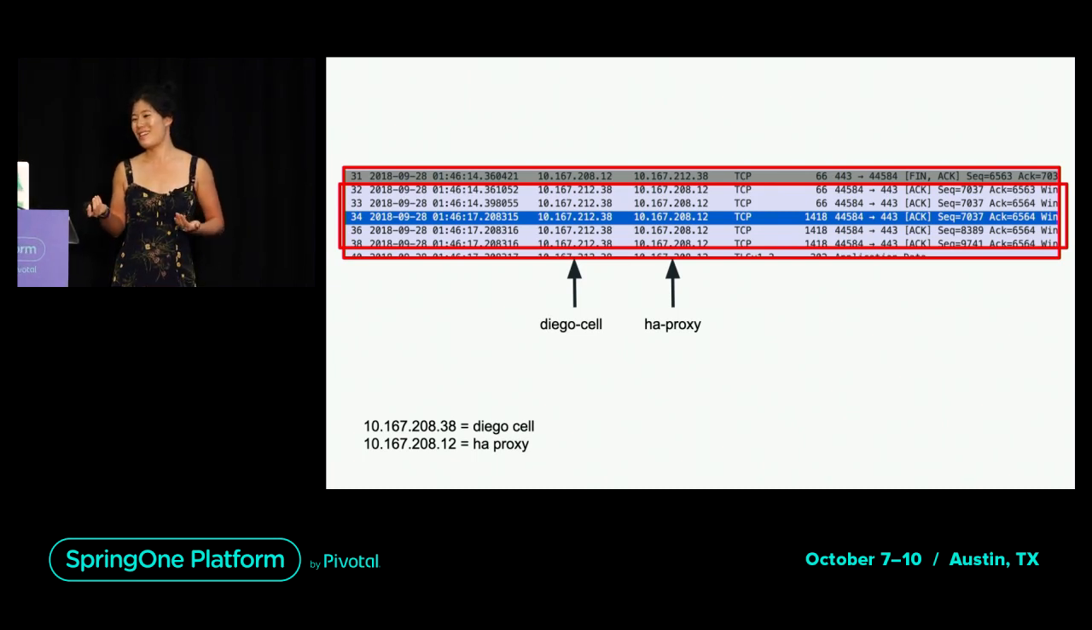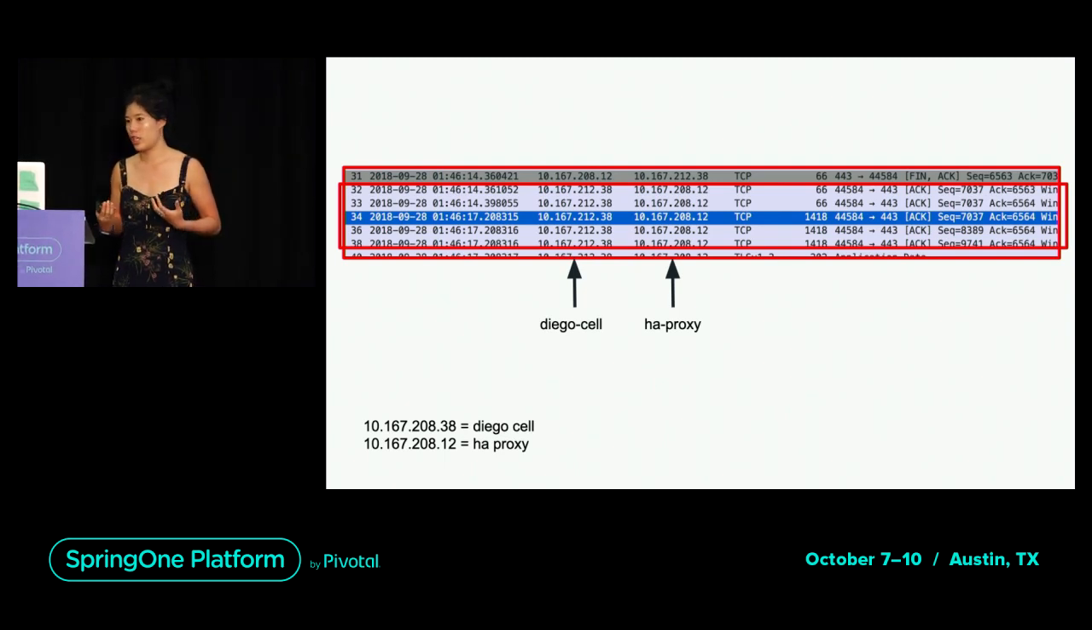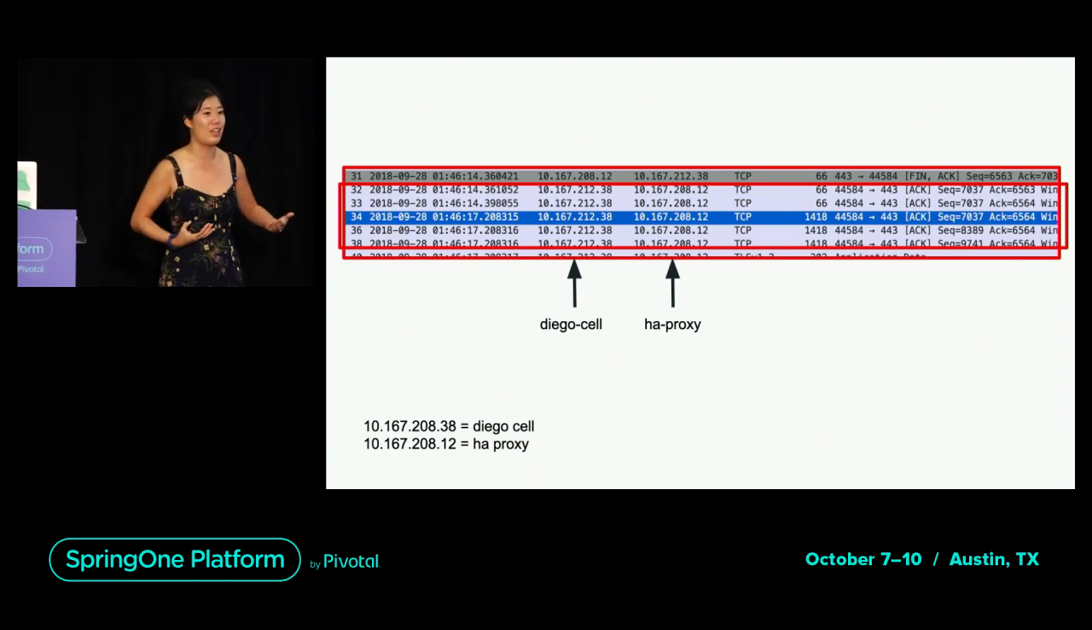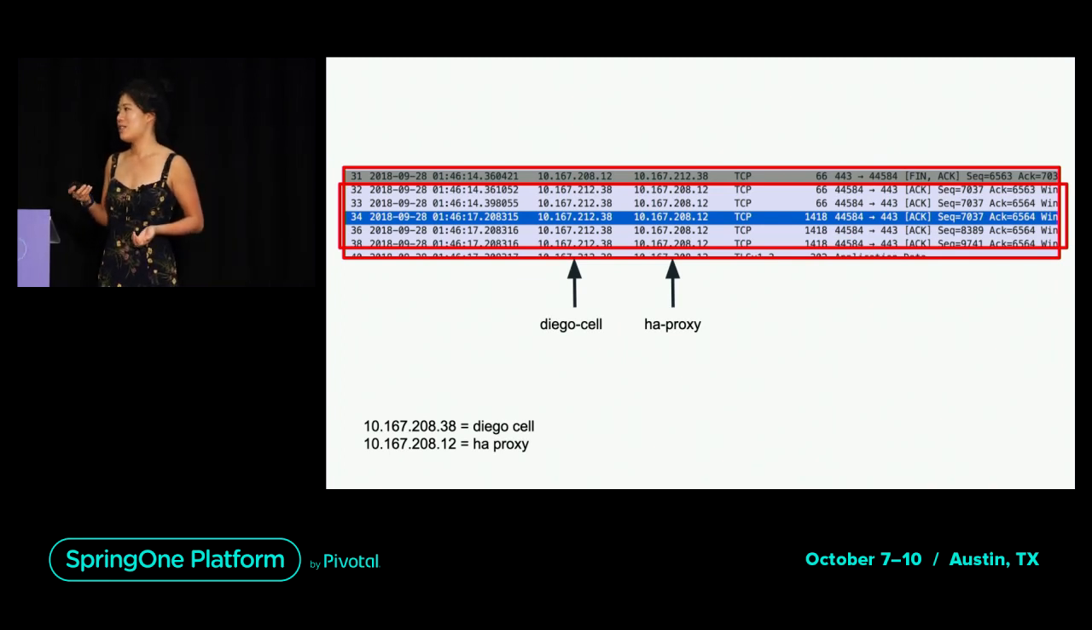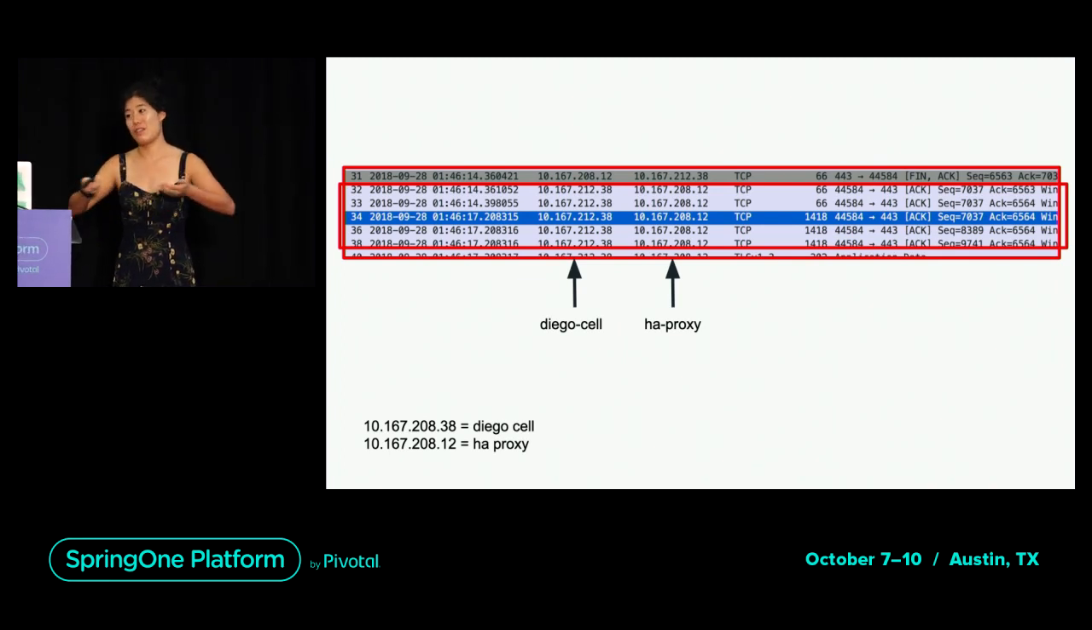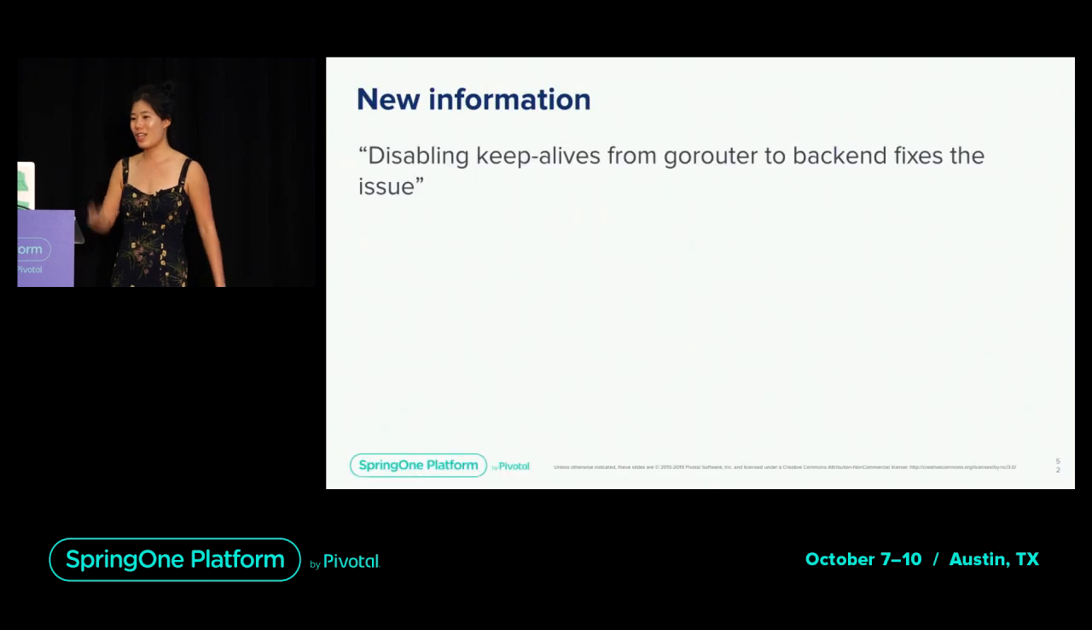Sort of weird, right? But of course, when you're debugging, you're not living in a bubble, you're not living in isolation. There's probably other people who are also trying to debug the problem at hand, are finding out new information and are always sending it your way. And so it would be remiss of us not to give you the full story and tell you that at this point in time, we had new information given to us: that disabling keep-alives from the GoRouter to the backend fixed the issue. And we were like, what?